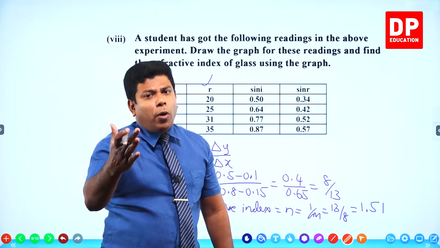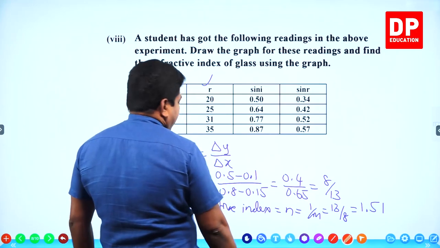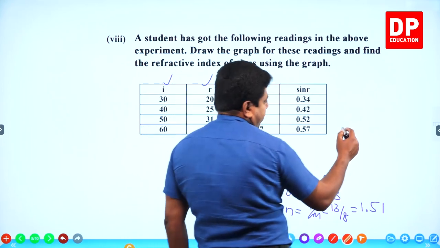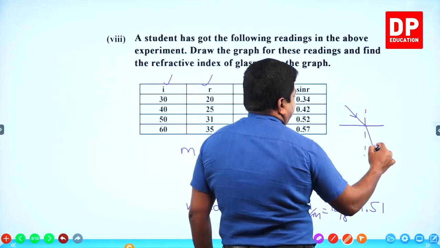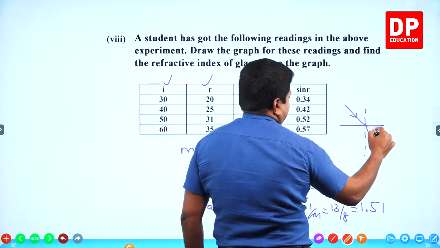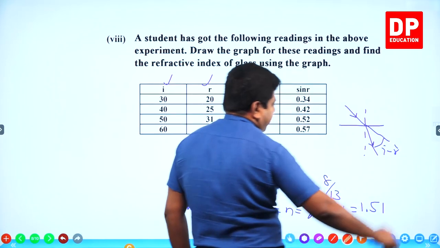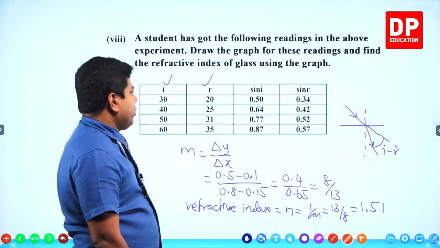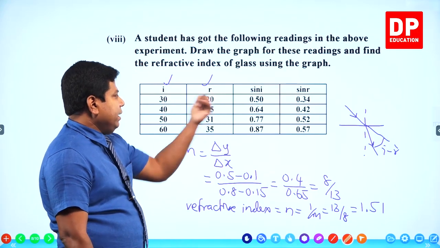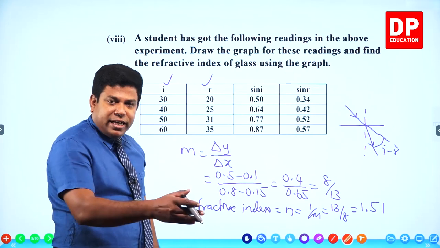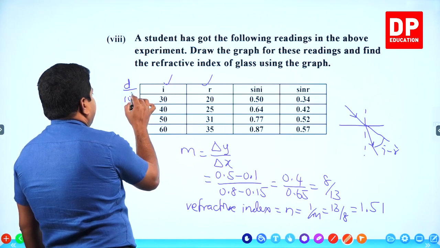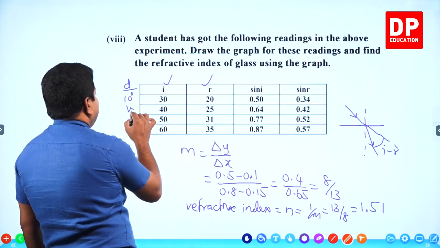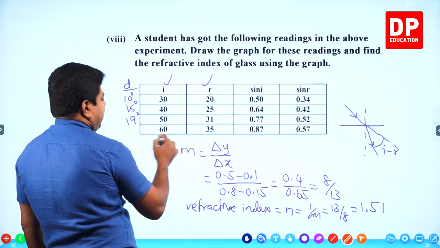But let me show you one more point on this. Can you remember earlier we said, when the ray diagram was like this, the deviation is i minus r. So if you look at this graph, 30 degree i, r 20, 10 degree deviation. It came at 30, it goes at 20, 10 degree deviation. Just for some analysis, look at the deviation here. For this one, 10 degree. This one, 15 degree. This one, 19 degree. This one, 60 minus 35, 25 degree.